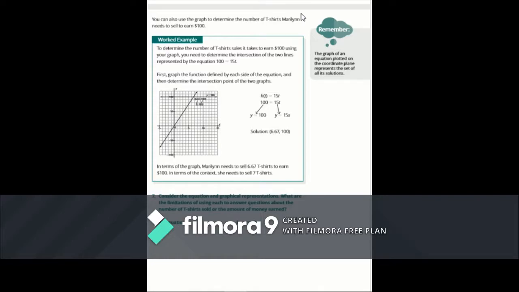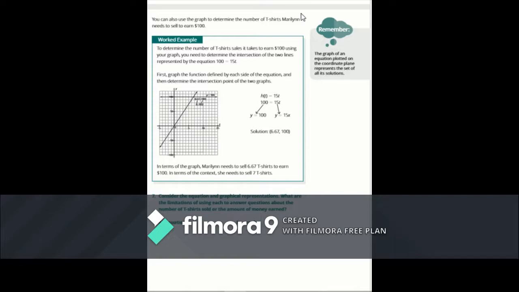So basically, number 7, consider the equation and graphical representations. What are the limitations of using each to answer questions about the number of t-shirts sold or amount of money earned? So basically what you need to do is figure out the benefits or downfalls of an equation and the benefits and downfalls of a graph.